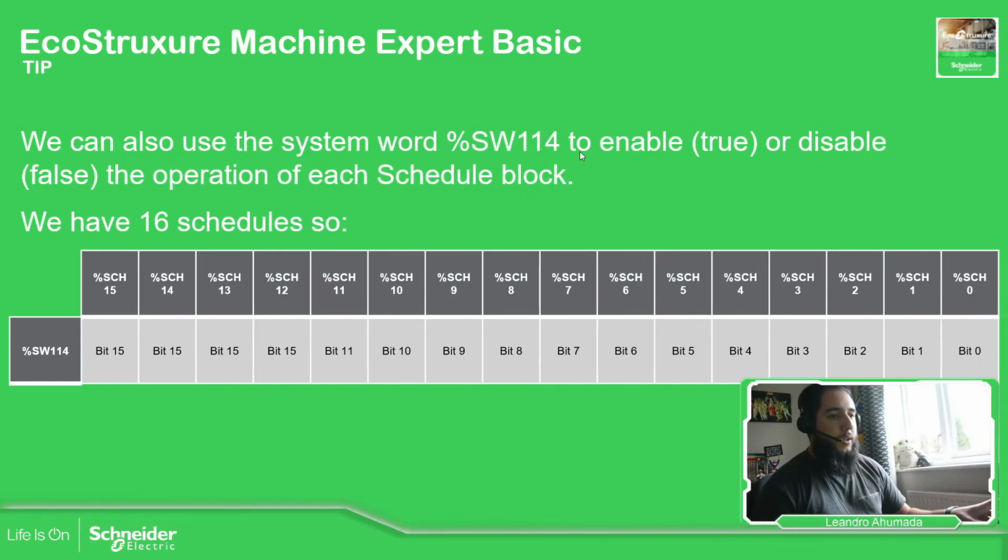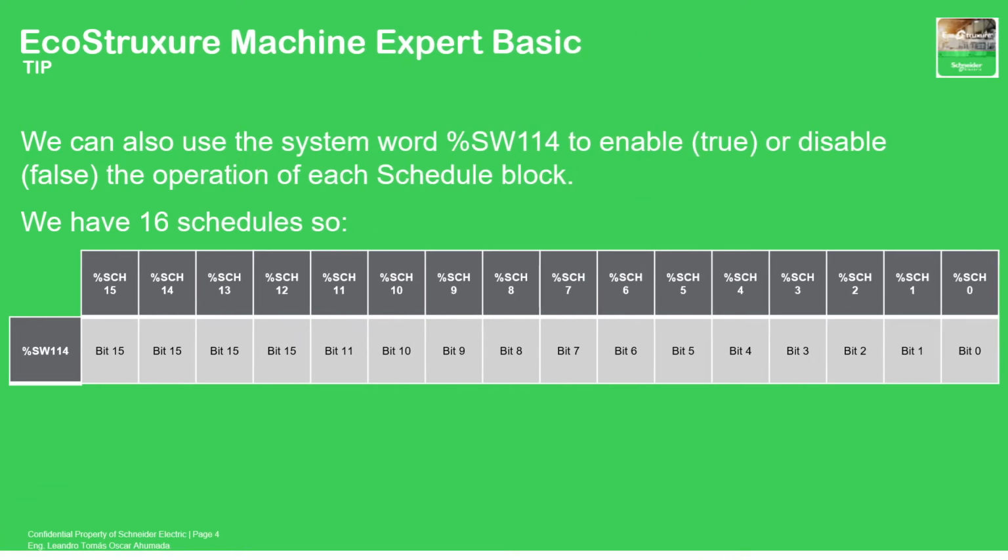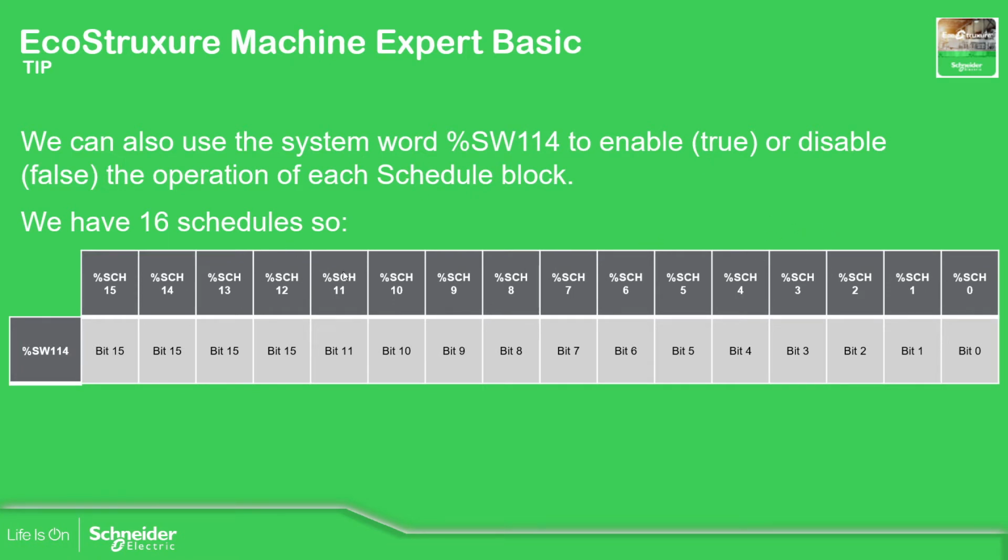Now, along with this schedule block, I mentioned that we have 16 schedules. So if we want to disable one of those schedules, what we can do is to use the %SW114 to enable or disable those schedules. So imagine that you have an application that you want to turn on something at a specific time, and instead of deleting the software part, the code, you just disable it using this variable. That's the magic of this part. So let's continue with this. You can see that each bit of the %SW114 is linked to one of the instances of the schedule block that we have. Okay, now let's continue with this.